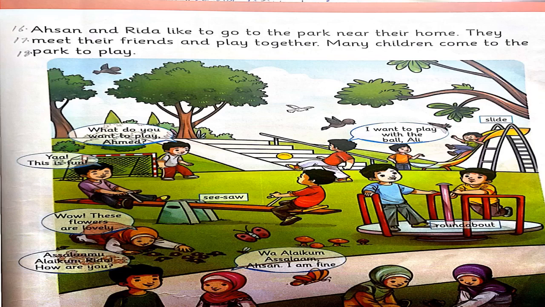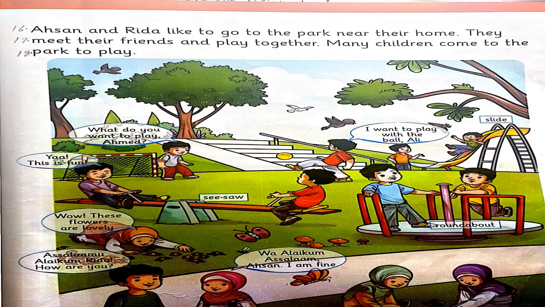They meet, who are they? They means we use the word they in the place of two or more people. We are not writing the names of Ehsan and Rida here, so we use the word they in the place of their names. They meet their friends. Meet means they go to the park, join and meet their friends, and play with each other. Together means each other. Many children come to the park to play.